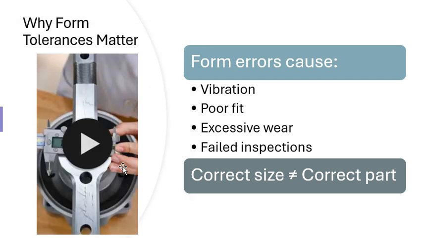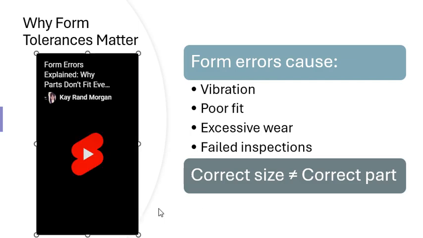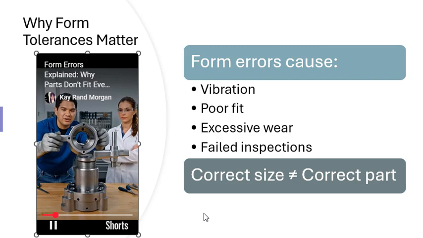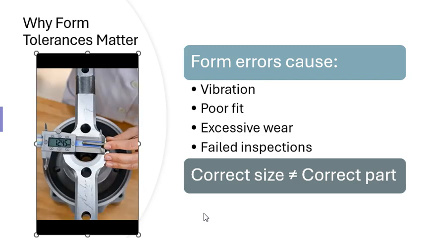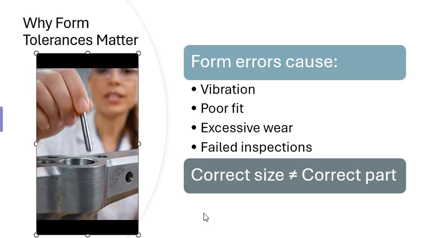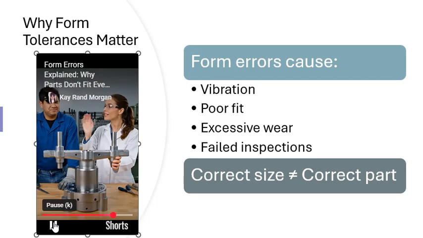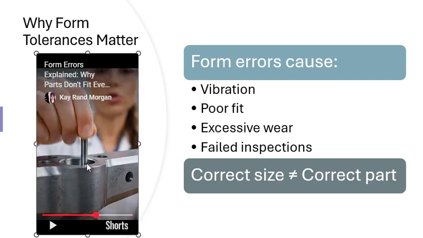Here we can take a look at it, because if you have a form tolerance error, your machine, your part, or your assembly will definitely get vibration. You're going to have poor fit, excessive wear, and of course you will definitely fail inspection. Right now we're showing that the fit is really bad. It's supposed to fit like that, but right now you have a big giant gap right there. So this is definitely not a good fit.